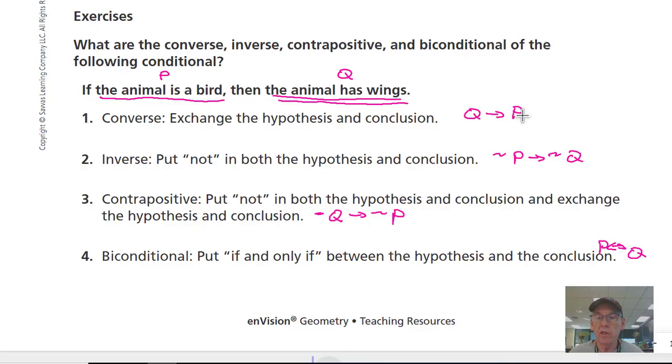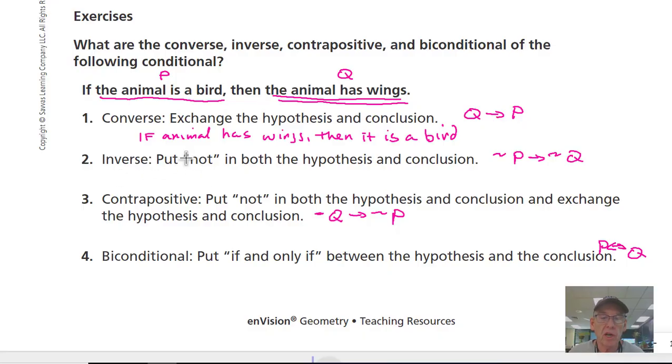So we want to rewrite this in these forms. We want to write the converse of: if an animal is a bird, then the animal has wings. So if an animal has wings, then the animal is a bird. So if an animal has wings, then it's a bird. So the Q part has been written first after the if, and the P part has been written second after the then. So the Q and the P have been interchanged.